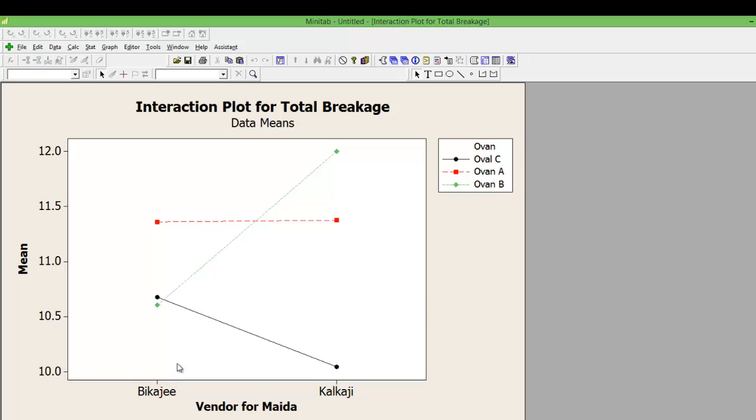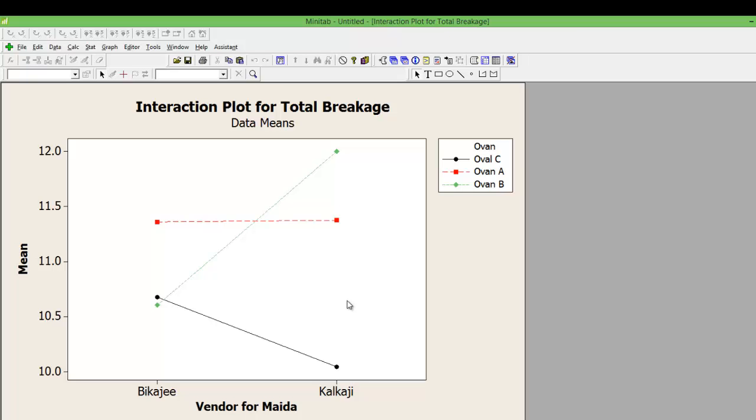If you see here, when I'm using BKG, the breakage with oven B is the least and oven A is the worst. With KalkaG, the breakage for oven C is better than all the others. This is a simple graphical tool to help you understand the interactions.